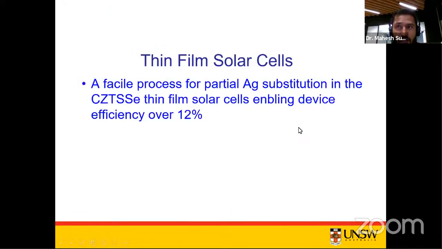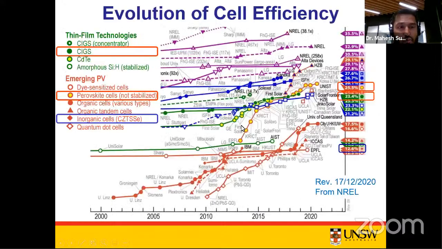So let's start with the thin film solar cell based on the kesterite CZTSSe thin film solar cell absorber. In this work, we introduce a facile process to partially substitute the copper with silver in the CZTSSe lattice that enables a device efficiency over 12%, which is very close to the world record efficiency of 12.6% for CZTSSe thin film solar cell devices reported by IBM. Before we get into the experimental results, let me give some background on why CZTSSe thin film solar cells.